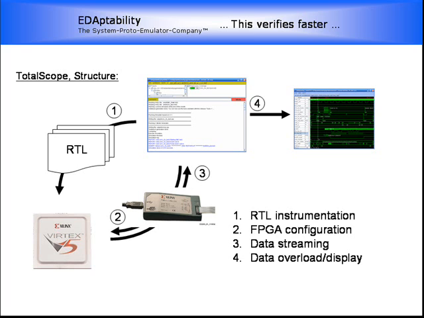Total scope also works with alternative cable hardware like all the cables from Altera and Xilinx. A memory on the FPGA and the JTAG interface is then used to stream the data. That means you only have to purchase the software for debugging, and if you want to work faster by using an optimized streamer, you buy EDAptability's cable hardware later.